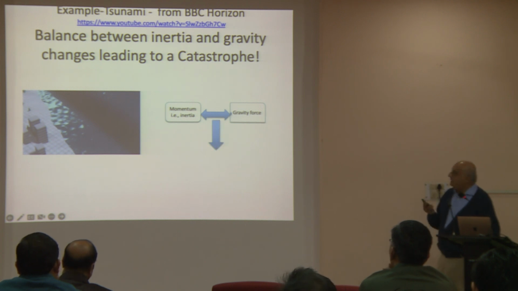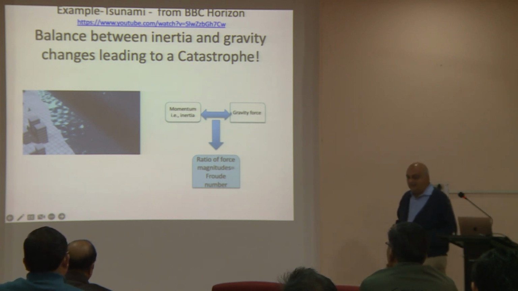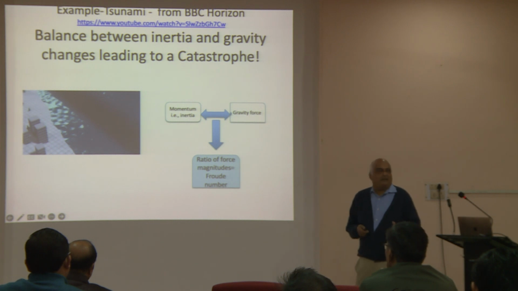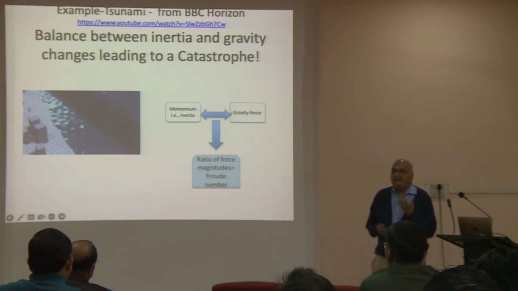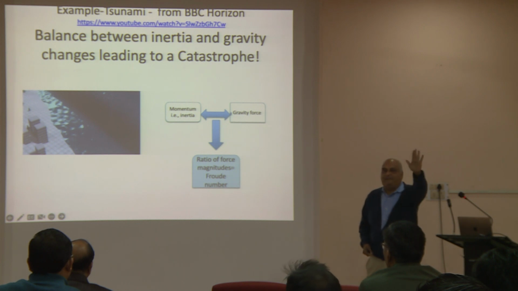That's the balance. And that balance leads to a ratio, and that's called the Froude number. If you talk to a physicist, they may not appreciate the Froude number. When you talk to a fluid dynamicist, they'll say, the Froude number. That comes in as a ratio of these two forces. And that is the ratio that determines this catastrophic effect. So when the Froude number exceeds the critical, you don't get a pattern, you get a catastrophe.